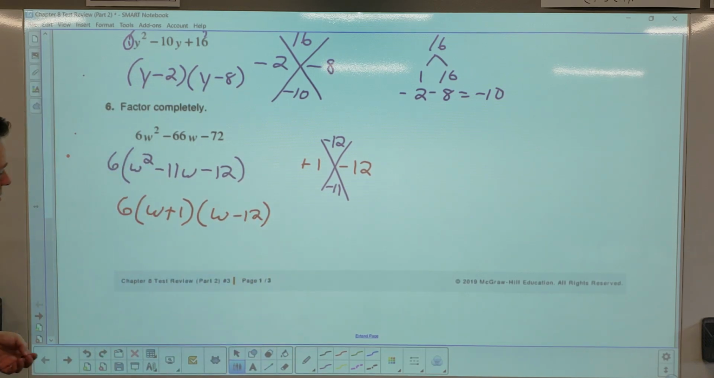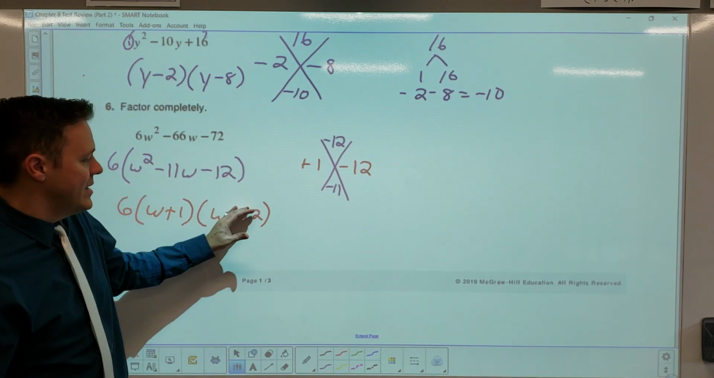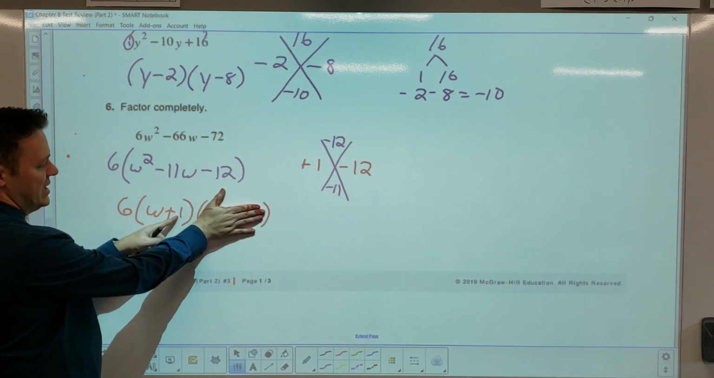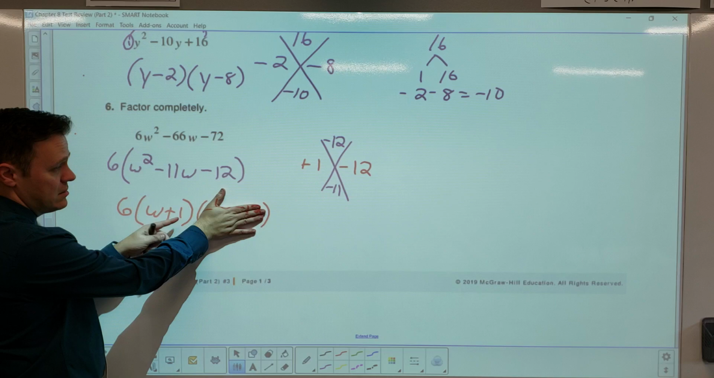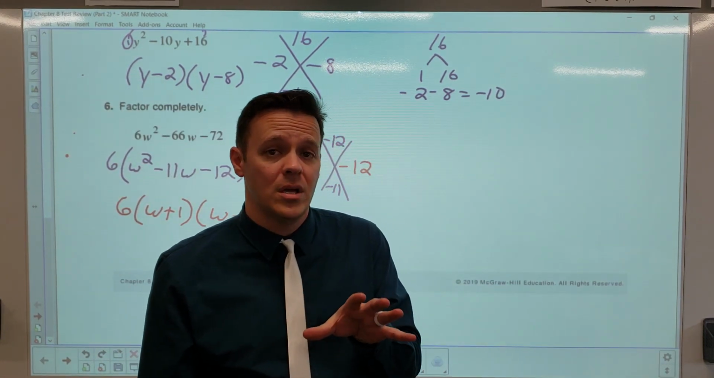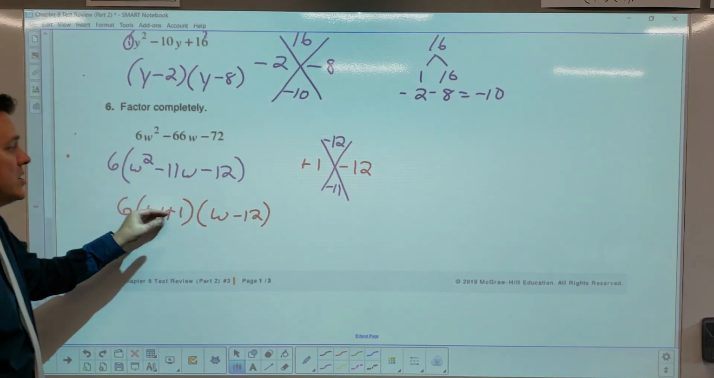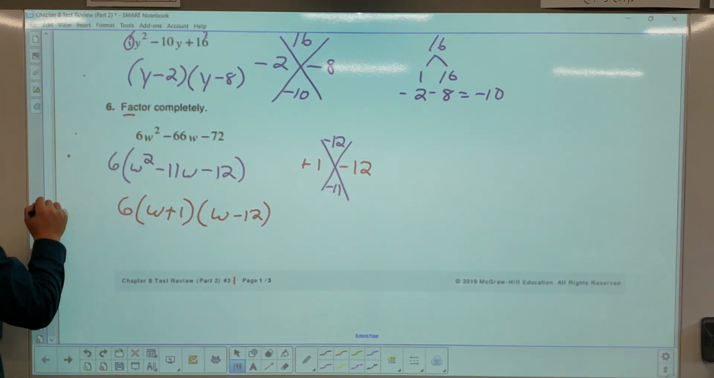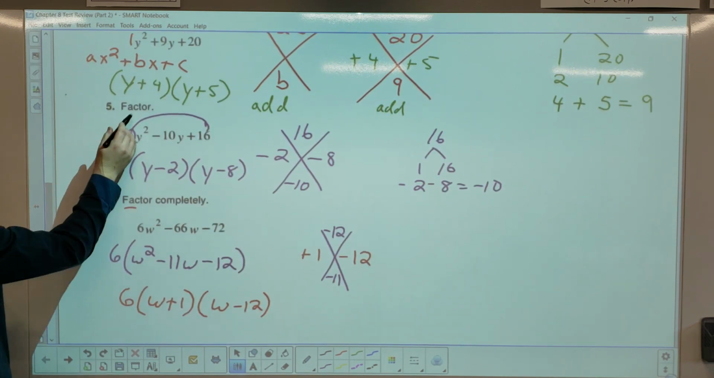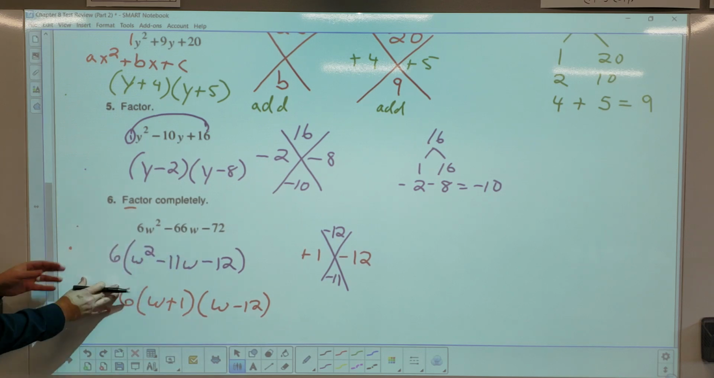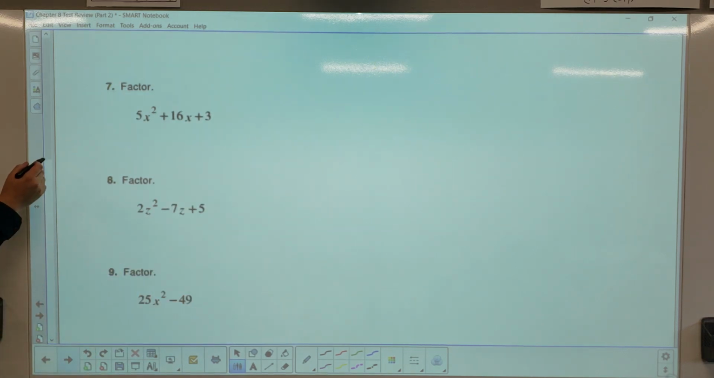Now here's the problem. Some of you will want to multiply this 6 back into like one of these equations and make it 6w plus 6. Is that answer correct? Technically it is. The problem is it might be marked wrong in Alex. So please make sure you factor first, okay? Big key thing. Look at the different terminology here. Factor, factor completely. So we know completely means we're going to have to rip something out first. All right, starting number 7.